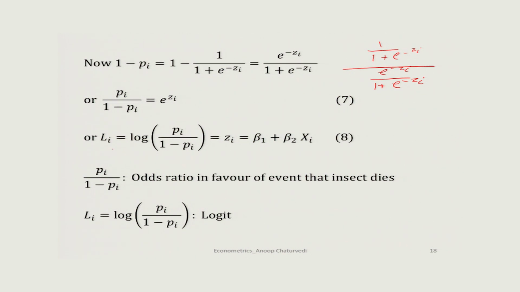Now, we write l i equal to log p i upon 1 minus p i. This is equal to z i, and z i is equal to beta 1 plus beta 2 x i. Then p i upon 1 minus p i is called the odds ratio in favor of the event. If we consider the present example, then it is the odds ratio in favor of the person owning a house. Then l i, which is equal to log p i upon 1 minus p i, is called the logit.